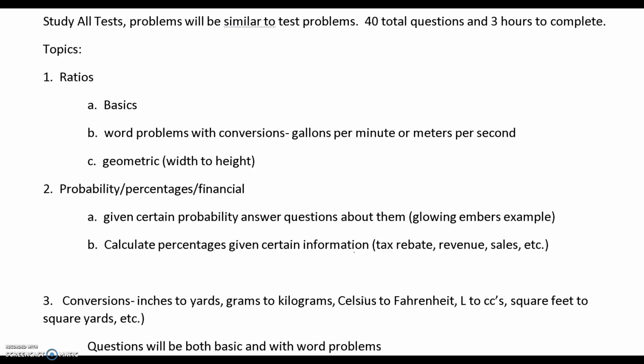My next topic is probability and percentages, and there are some financial questions that come with those. So you should remember these. You should be able to find them pretty easily on your test, the ones I'm talking about. Given a certain probability, answer questions about it. Think about that glowing embers example. Calculate percentages given certain information like tax, rebate, revenue, sales. Given some information, you're asked what percentage of the total revenue this is. Things like that.